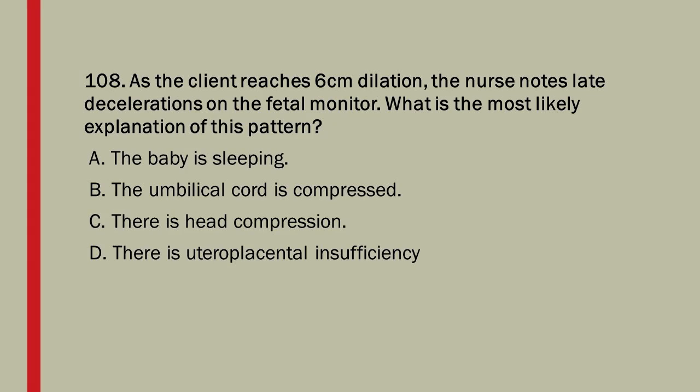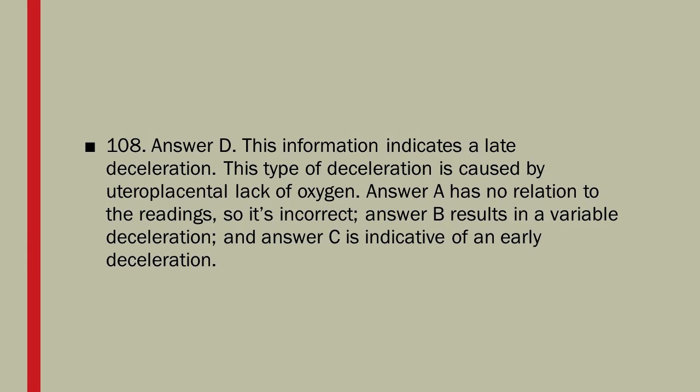108. As the client reaches 6 cm dilation, the nurse notes late decelerations on the fetal monitor. What is the most likely explanation of this pattern? A. The baby is sleeping. B. The umbilical cord is compressed. C. There is head compression. D. There is uteroplacental insufficiency. 108. Answer D. This information indicates a late deceleration. This type of deceleration is caused by uteroplacental lack of oxygen.